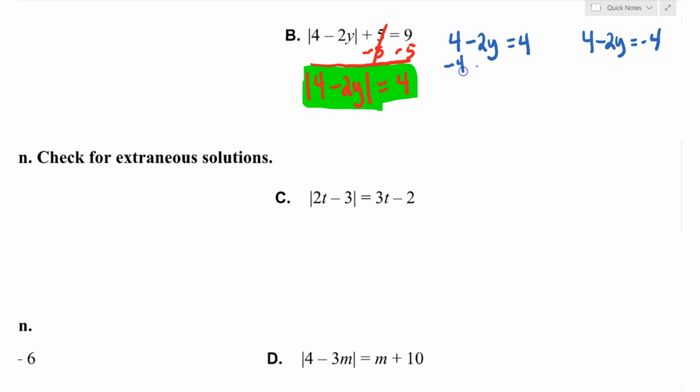Now I'm going to go ahead and solve this equation. So we subtract 4 from both sides. So we have negative 2y. 4 minus 4 gives you 0. So automatically y has to be 0.